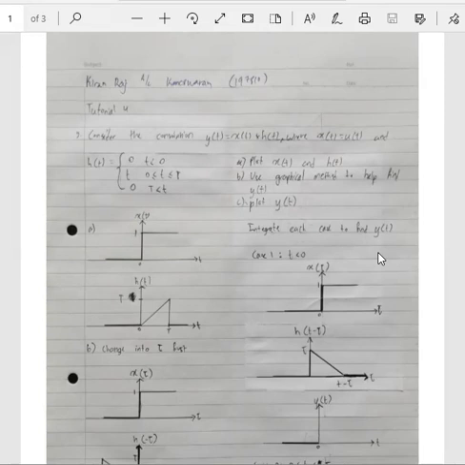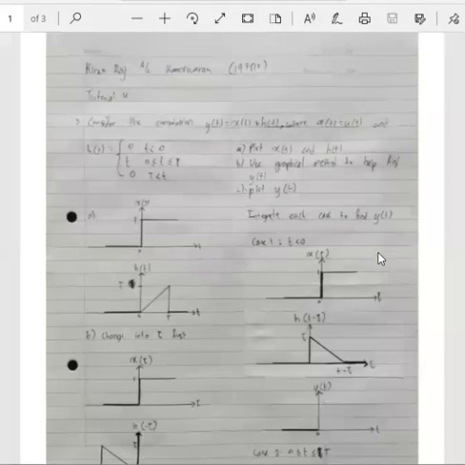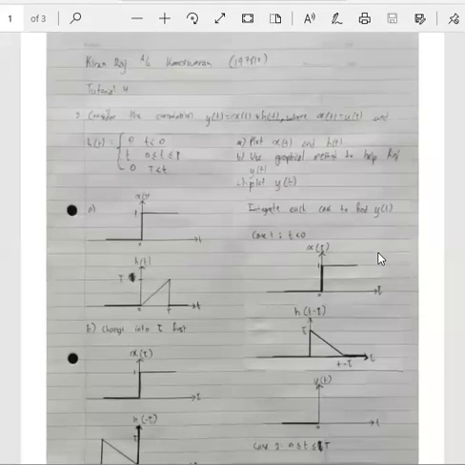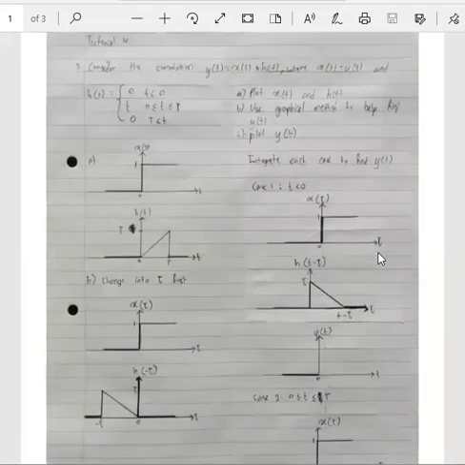Today I'm going to be explaining question number 2 from tutorial 4. Question number 2 is a convolution question of signals x(t) and h(t). x(t) is equal to u(t) and h(t) is a piecewise function with ranges. And now we can go into the question.